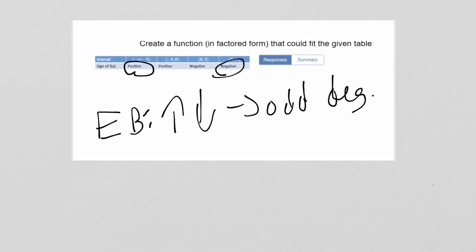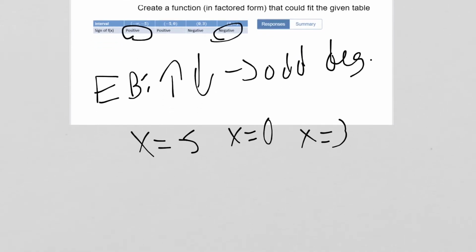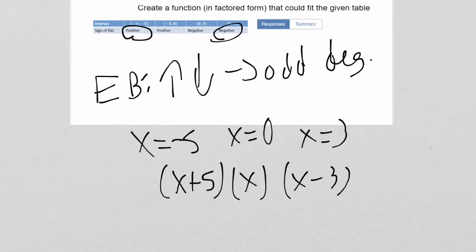Okay, the intervals tell us kind of where our x-intercepts are. So we're split up by x equals -5, x equals 0, x equals 3. So that means that we must have an x plus 5 factor to create that x-intercept at -5, an x factor to create that x-intercept at x equals 0, and then x minus 3.